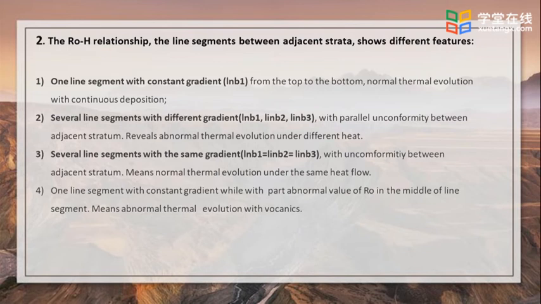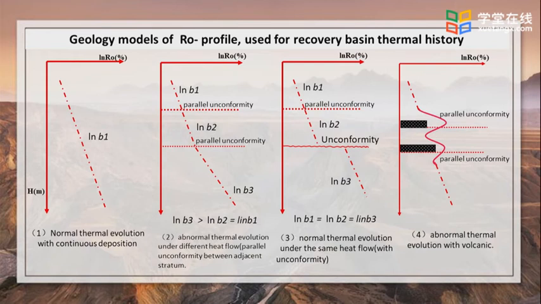Number 3, we can see several line segments with the same gradient, line B1 equal to line B2 and equal to line B3, with an unconformity between the adjacent strata, which means normal thermal evolution under the same heat flow, which is the third chart here. We can see that line B1, line B2, line B3 are on the same line, so it wasn't affected by any abnormal thermal evolution. It's a normal thermal evolution under the same heat flow with the unconformity.